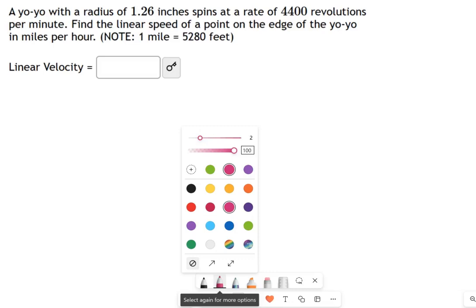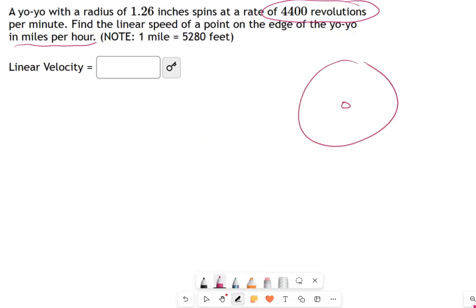So there's this yo-yo spinning, and it's going at 4,400 revolutions per minute, which means 4,400 times around. And I want to know how fast is the edge of the yo-yo going in miles per hour. So here's the situation. You got your little yo-yo right here, and it's spinning around really fast. And I want to know this dot on the outside, how fast is that going?